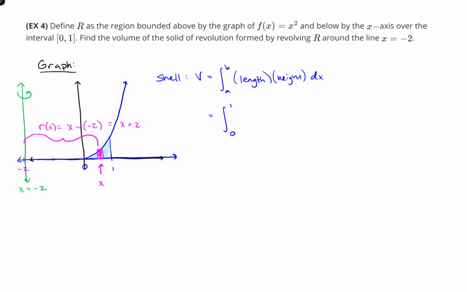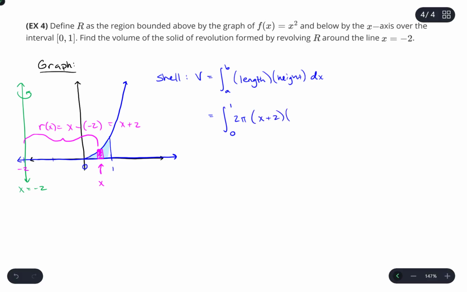So if that's the radius function, then we can convert that into the length by making it a circumference, because the circumference of the circle formed is the length of the shell, and that is done by just multiplying the radius by 2 pi. So 2 pi times x plus 2, and then we multiply by the height of the rectangle, and height always comes from the height of the function in this case, so just f of x, and in this situation it is x squared, and then we would integrate dx.